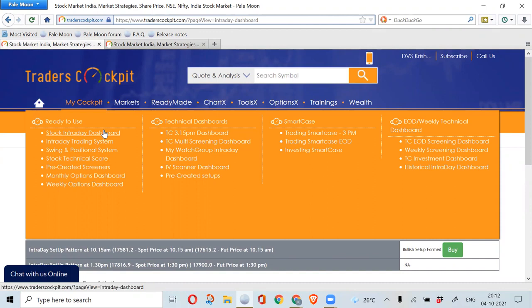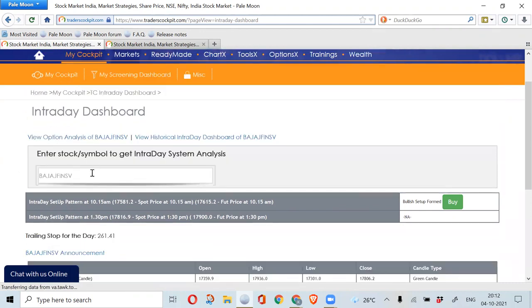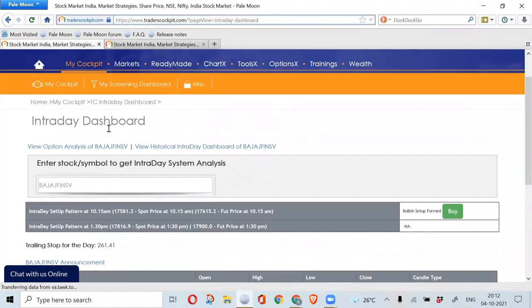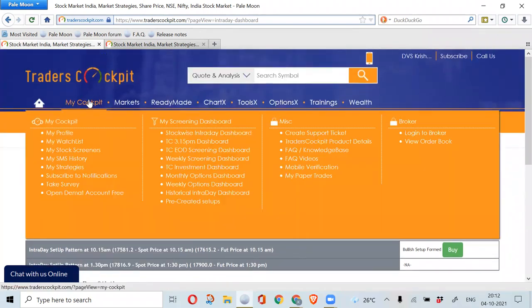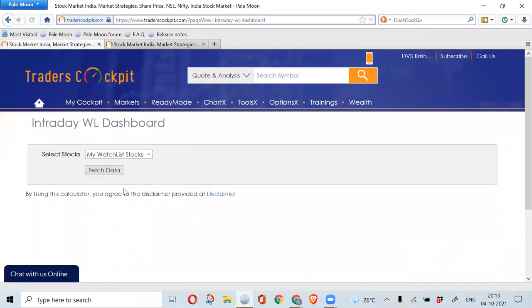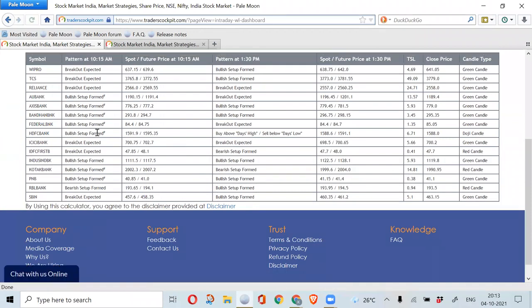But if you are having 20 to 30 stocks and it will be hard for you to do analysis on those, what you can do is add those 20 to 30 stocks to your watch list, as I have told you earlier, and then go to ready-made dashboard. Under these technical dashboards, open my watch group intraday dashboard. This will give you the complete analysis on your complete watch list stocks. Click on fetch data and it will give you the list like this.